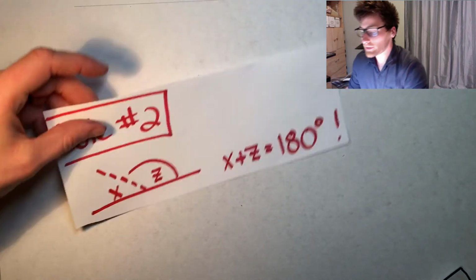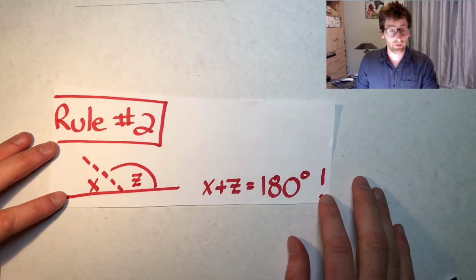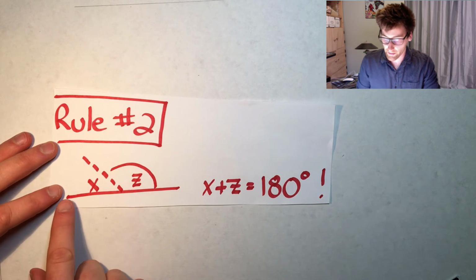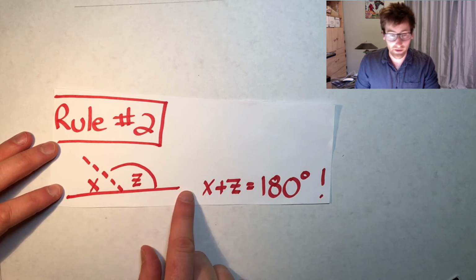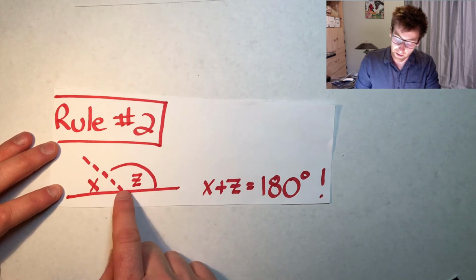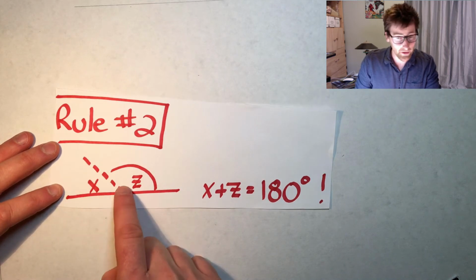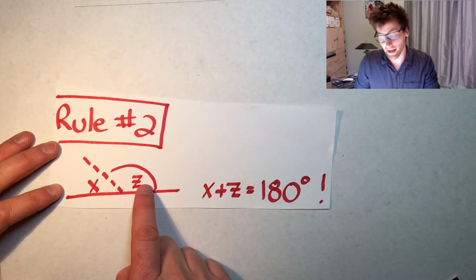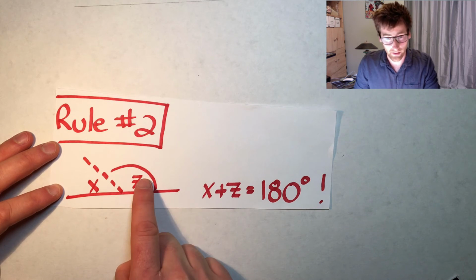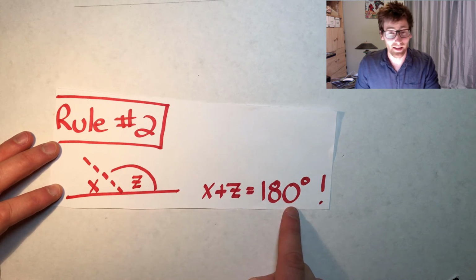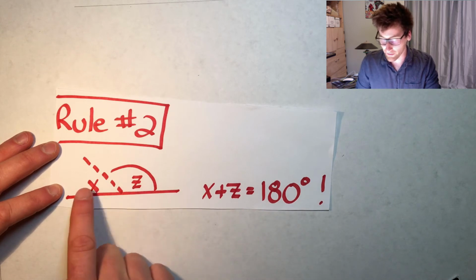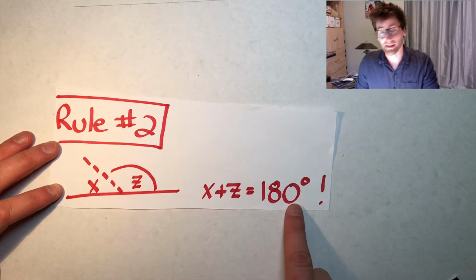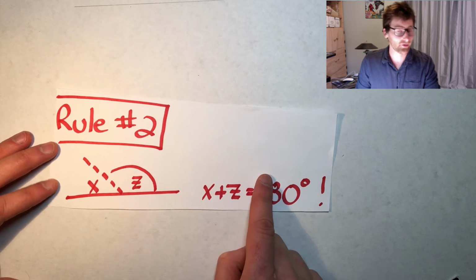And then rule number two that you have to know for trigonometry is if you have a straight line and you intersect it with any other line, you know that the angle on one side of that intersection plus the angle on the other side of the intersection is going to have to add to 180 degrees. Okay, so we know that x plus z has to equal 180 degrees. So we're going to use this rule as well.